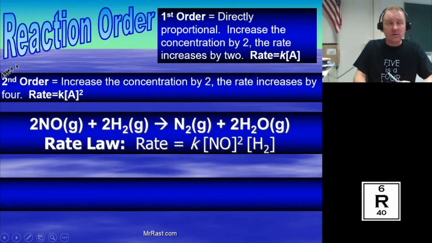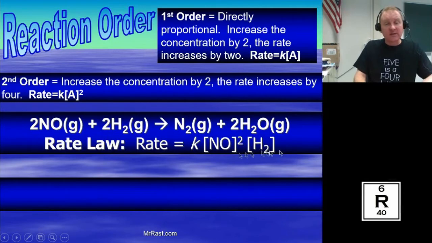So that's second order reactions. It's exponentially faster. This is an example of a rate law with an actual reaction. Nitrogen monoxide and hydrogen will react to make nitrogen and water. 2 moles of nitrogen monoxide react with 2 moles of hydrogen to make 1 mole of nitrogen and 2 moles of water.